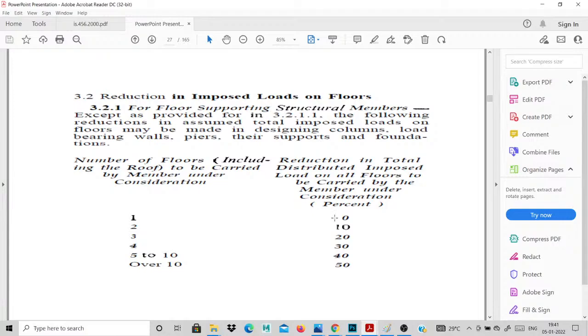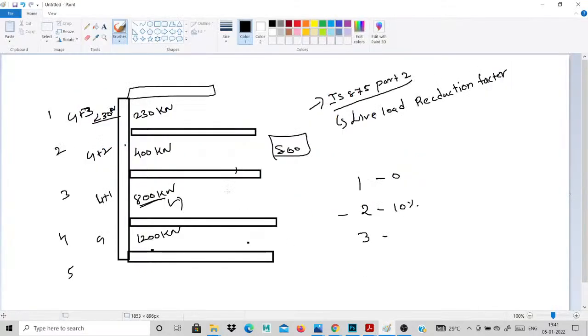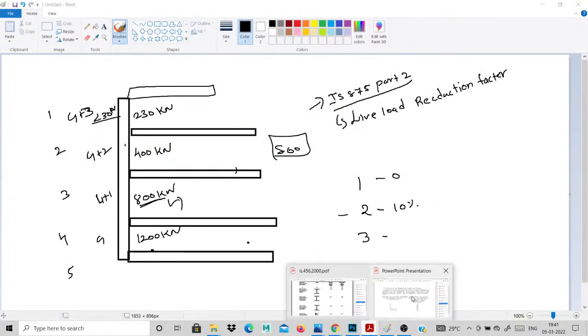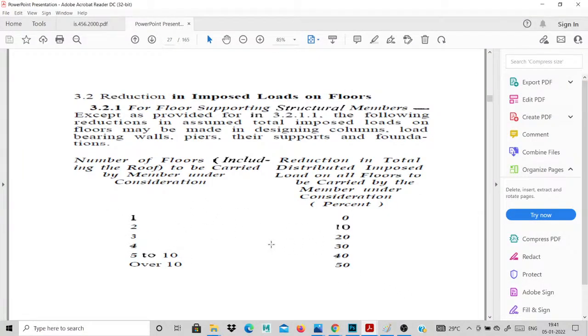The first floor is 0, this is the top floor, so no reduction. You take this 230. Then the next floor, second floor, 10 percentage. Third floor is 20 percentage. Fourth floor is 30 percentage. 5 to 10 floors, go for 40 percentage. Over 10 floors, you will be reducing 50 percentage of the live loads. Okay, reduce the column load, compression member.